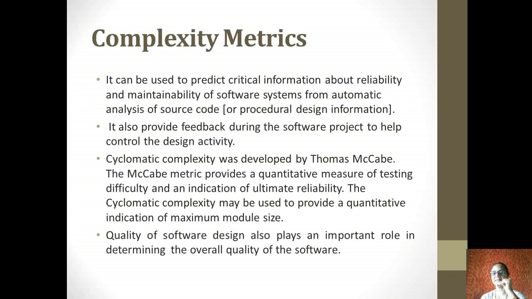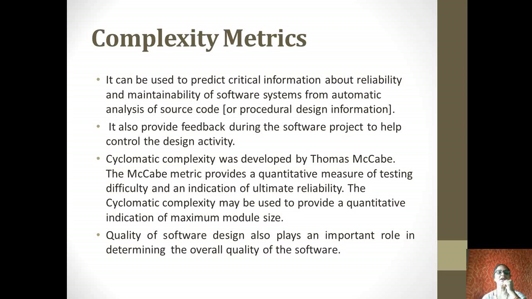Now let's see complexity matrices. It can be used to predict critical information about the reliability and maintainability of the software system from automatic analysis of source code or the procedural code. So it is the reliability and maintainability of the software. Okay, that complexity part we have already discussed. It also provides feedback during the software project to help control the design activity. So once the project has been made and we take the feedback, that feedback helps in improving the quality of the software.